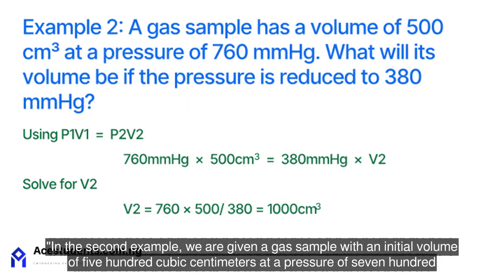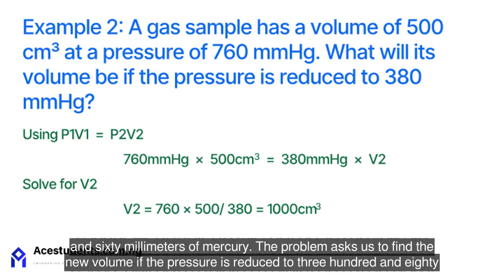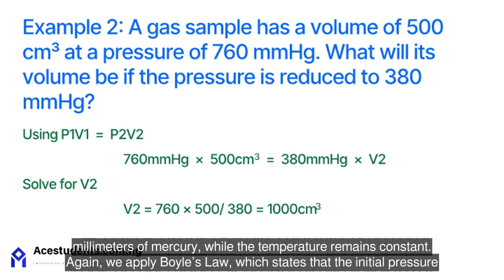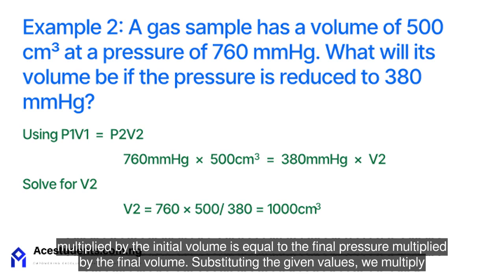In the second example, we are given a gas sample with an initial volume of 500 cubic centimeters at a pressure of 760 millimeters of mercury. The problem asks us to find the new volume if the pressure is reduced to 380 millimeters of mercury, while the temperature remains constant. Again, we apply Boyle's law, which states that the initial pressure multiplied by the initial volume is equal to the final pressure multiplied by the final volume.